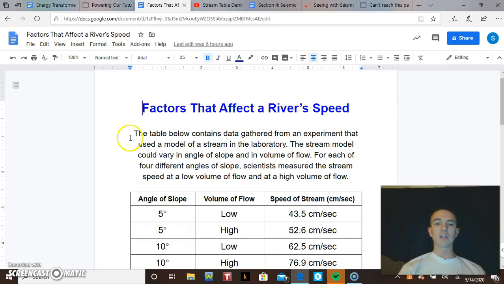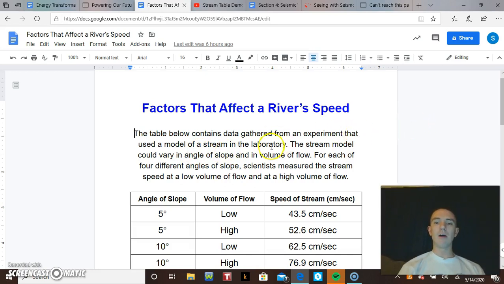To start things off, I'm going to read the little intro right here. It says the table below contains data gathered from an experiment that used a model of a stream in the laboratory. The stream model could vary in angle of slope and in volume of flow. For each of four different angles of slope, scientists measured the stream speed at a low volume of flow and at a high volume of flow.